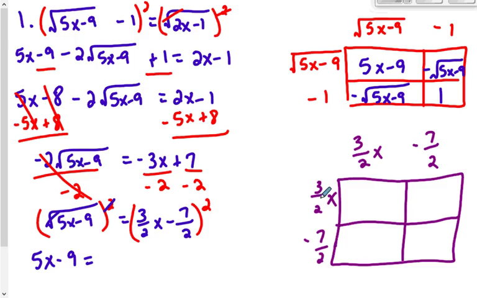All right, so 3 over 2x times 3 over 2x. What does that give me? 9 over 4 x squared. Very good. 3 over 2x times negative 7 over 2.